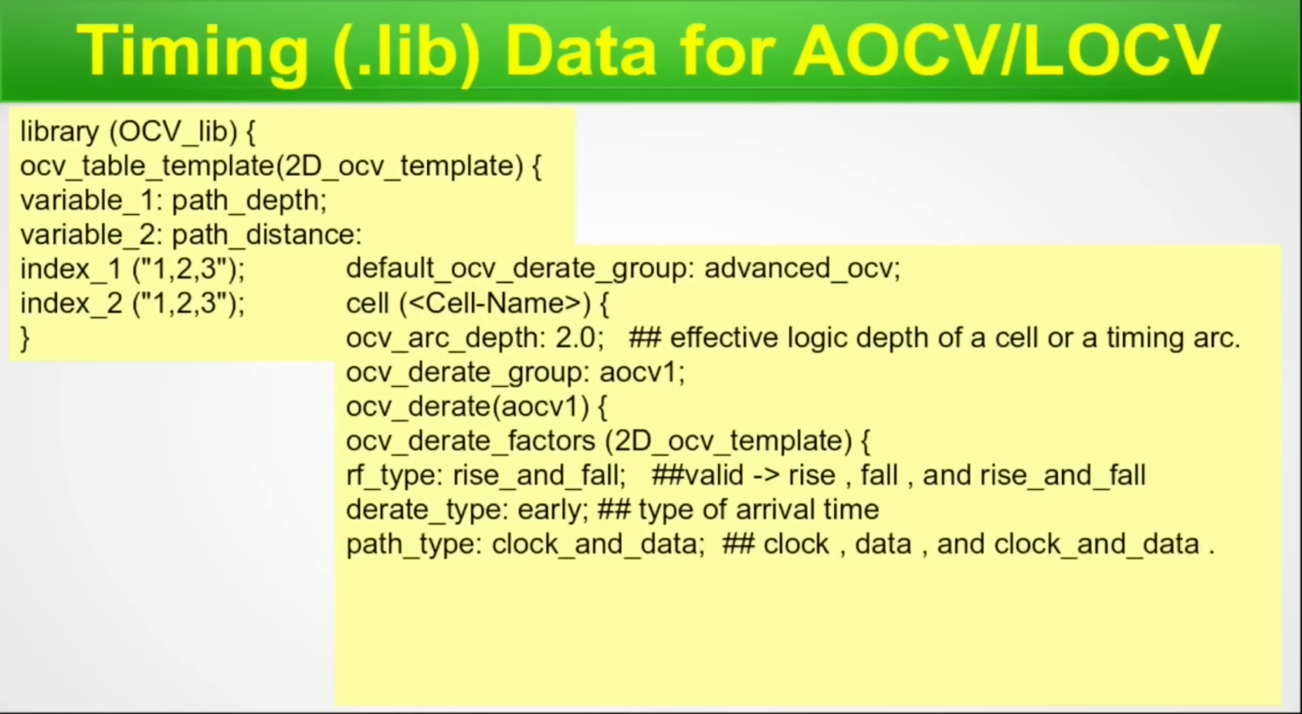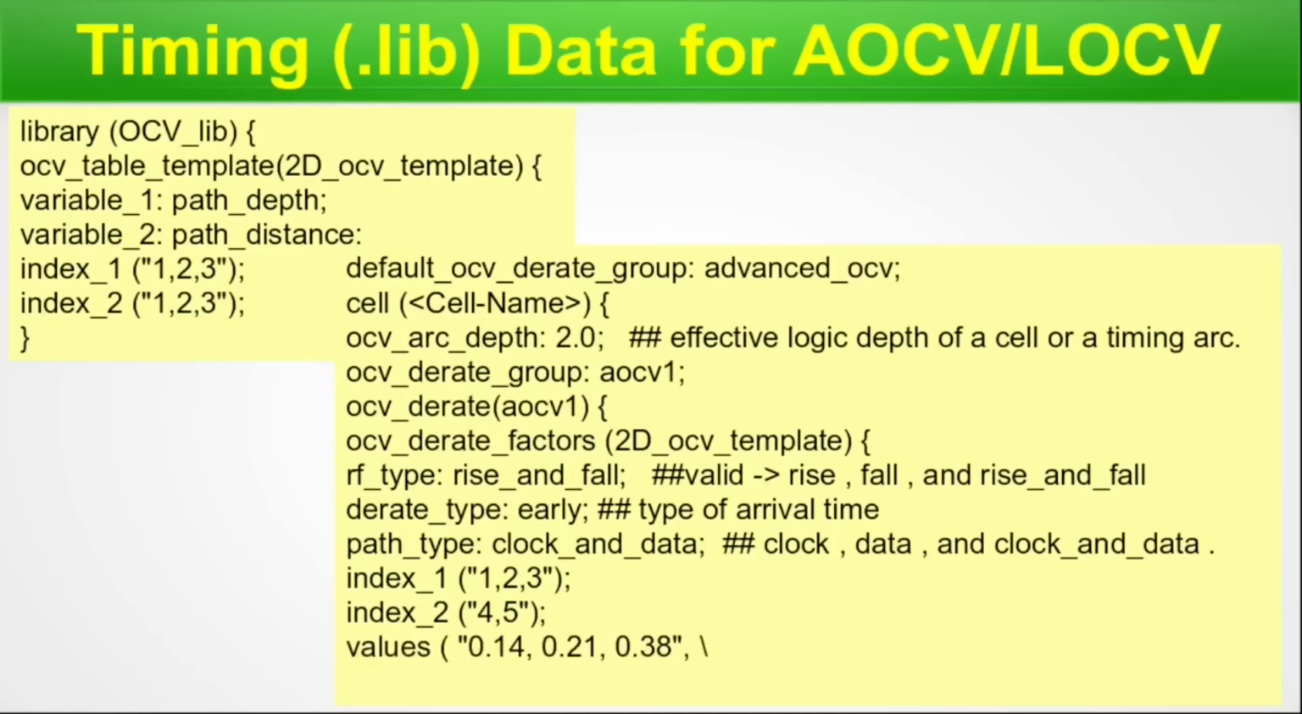Next, the path type. Here the path type is clock and data. And the valid types are clock, data and clock and data. Now here comes the actual indexes. Next, we have the second index. Here you can see from the prototype that the index numbers and the values have been changed.